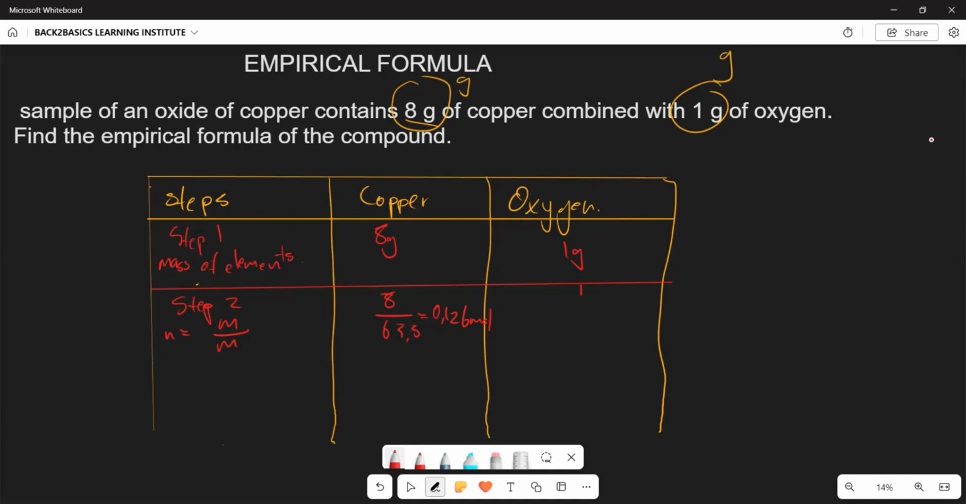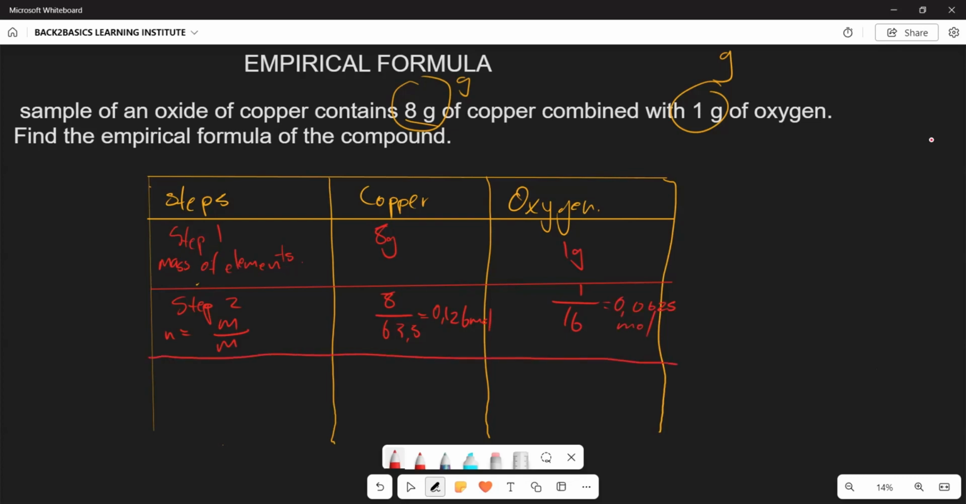Similarly, this side is going to be 1 over the molar mass of oxygen. The molar mass of oxygen is going to be 16. Now, if the molar mass of oxygen is 16, what is the answer that you're going to get here? This is going to be 0,0625 mole. So this is going to be your mole of oxygen.